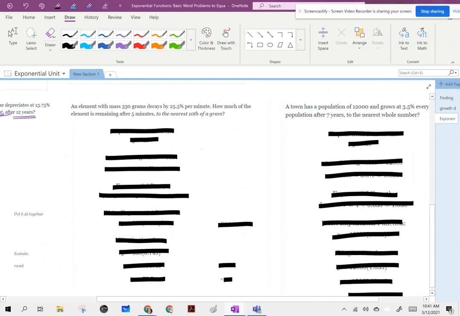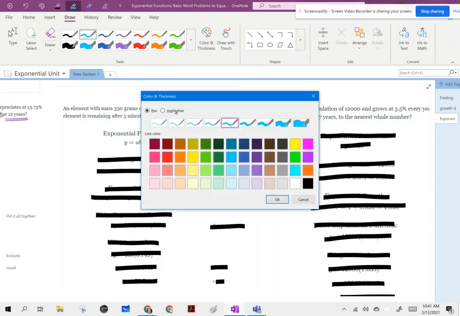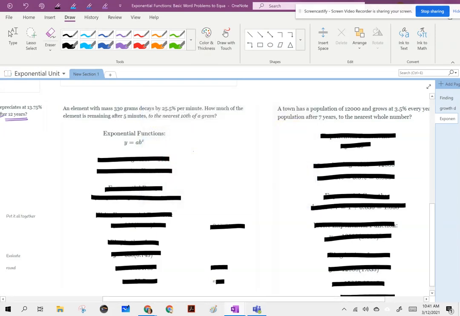Okay, try it again. See if you can answer all the questions on the Ed puzzle. Okay, so again, we've got our exponential function. Let's go ahead and read and highlight or box or circle. Let's identify those key things.